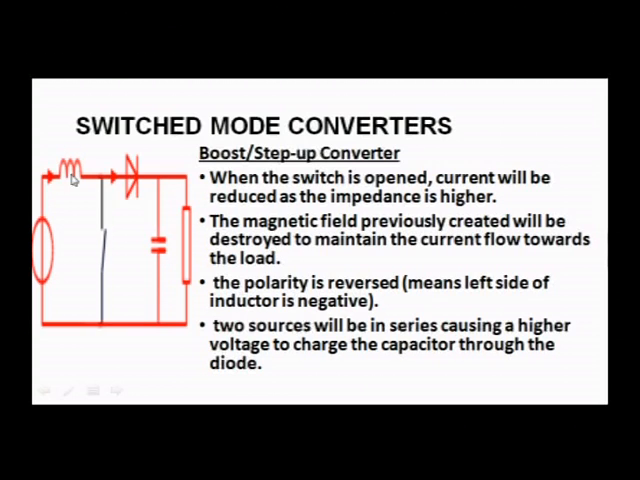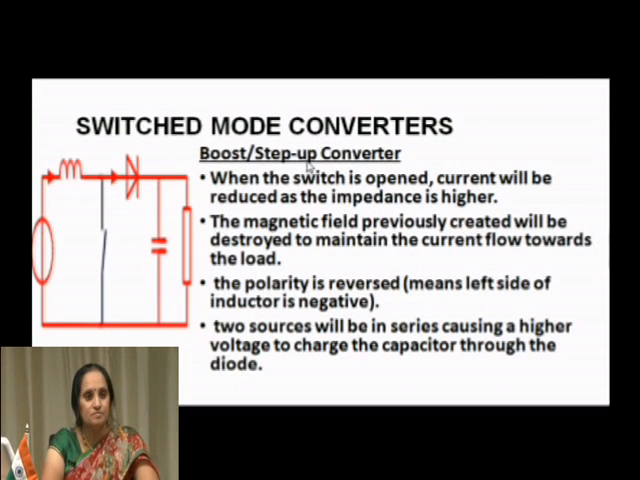Please see, previously this side was positive, this side was negative, but now the polarity will be reversed. So, the left side is negative and the right side is positive. So, please see, negative positive, negative positive. So, that is why they are in series. The two sources will be in series, and both the voltages will be making this capacitor charge to a higher value, higher than Vi. Okay? So, that is why the voltage across the output will be greater than the input voltage. That is what the boost or step up converter principle is.